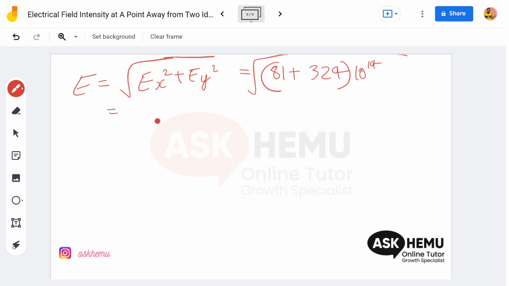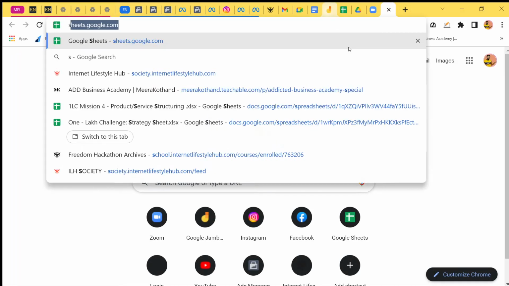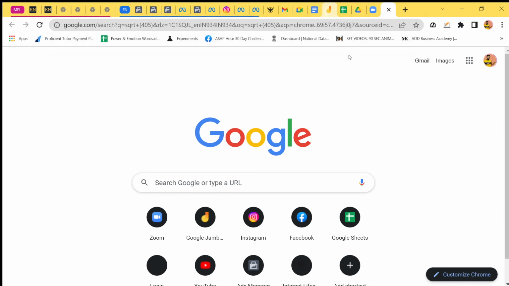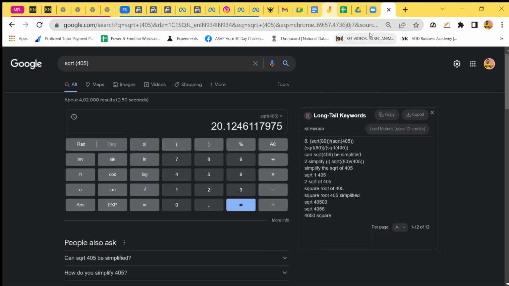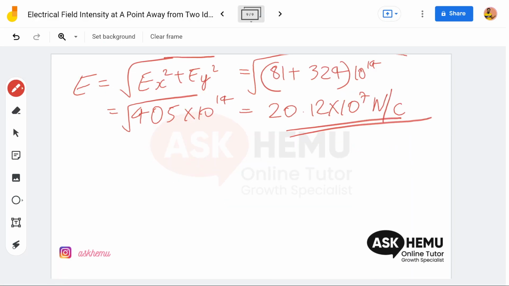81 plus 324 is 405, so somewhere close to around 20. This means the net electric field is the square root of 405. We'll just check what the square root of 405 is. Thank you, Google, for the quick calculation. It's 20.12, just like I predicted. So 20.12 into 10 to the power 7 Newton per coulomb is the net electric field at this point.